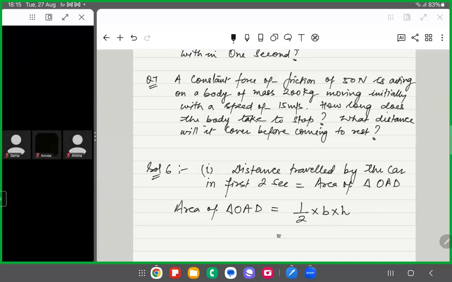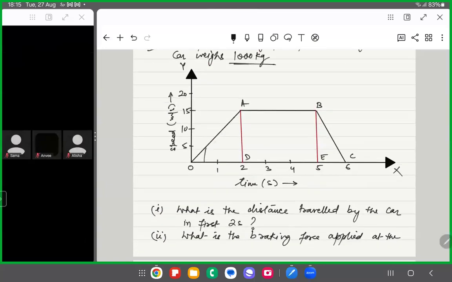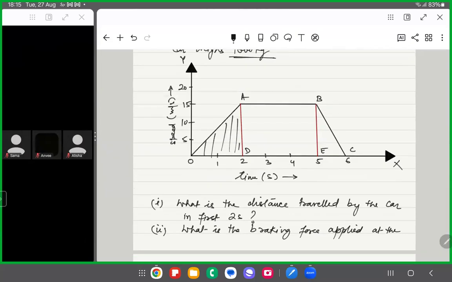So what is the area of the triangle? What is the formula for finding the area of the triangle? Half into base into height, right? So half into B into H. Look at this triangle. What is its base? Base is how many units? 0 to 2. 2 units. Base is 2 units. And what is the height? This is the height.